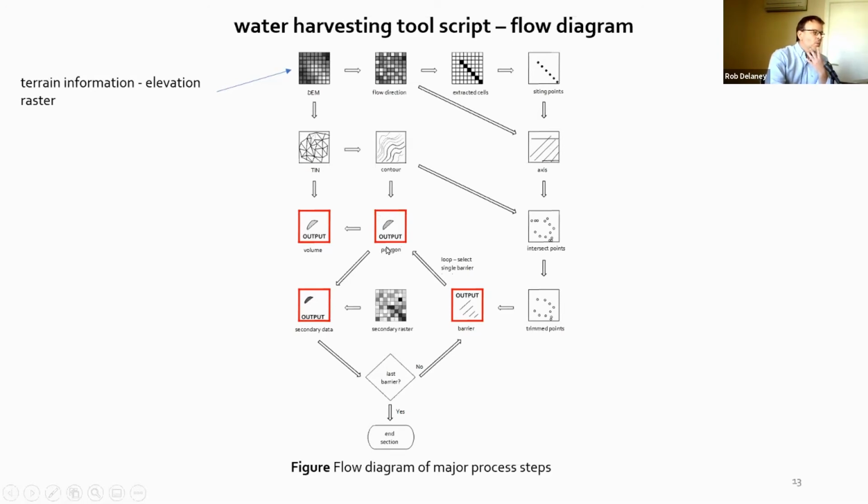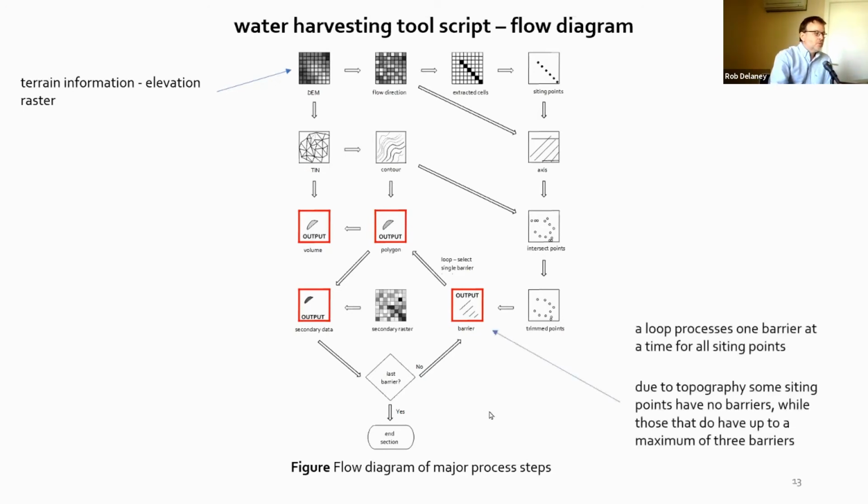And in red here we have the 4 outputs: where is the barrier located, the polygon, volume, and the secondary data. Once the polygon is found, we're able then to use another raster and extract data from the polygon from another raster. For example, we could then find out the NDVI for the area of influence polygon.